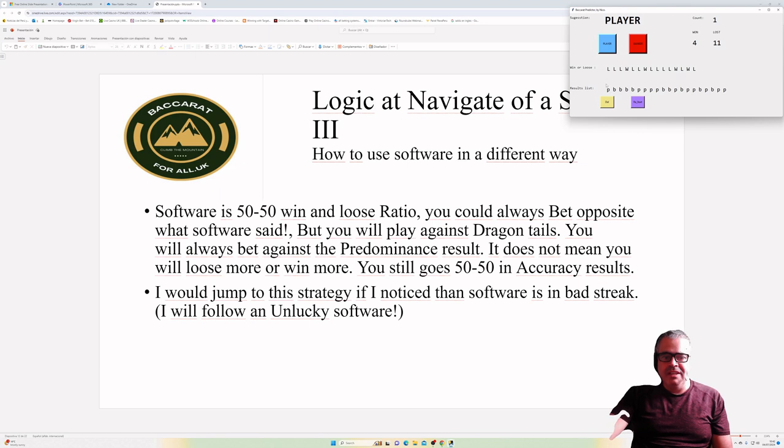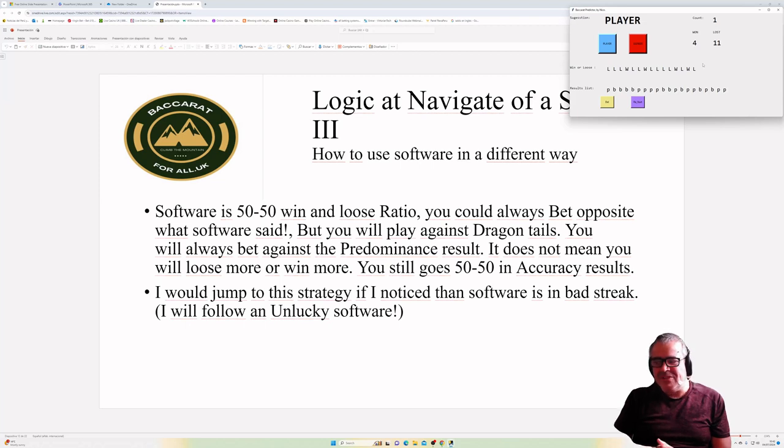If you see the results here, the win or lose list of results, you will see lose, lose, lose, win, lose, lose, win, lose, lose, lose, win, lose, win, lose. All this means that the software, in the predominant way, will be losing 11 and won 4. But you could bet opposite to what the software says, and then you will have 11 won and 4 lost.